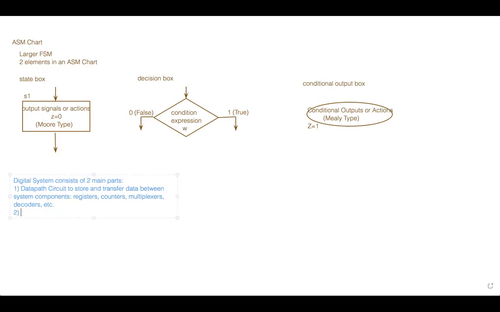And then the other one is going to be your control circuit. This is a finite state machine to control the operation of the data path circuit. So those are your 2 types of circuits. You have a data path circuit, which stores and transfers data between system components, and you have a control circuit, which is a finite state machine to control the operation of the data path circuit. So we're going to look at both of these and see what they are.